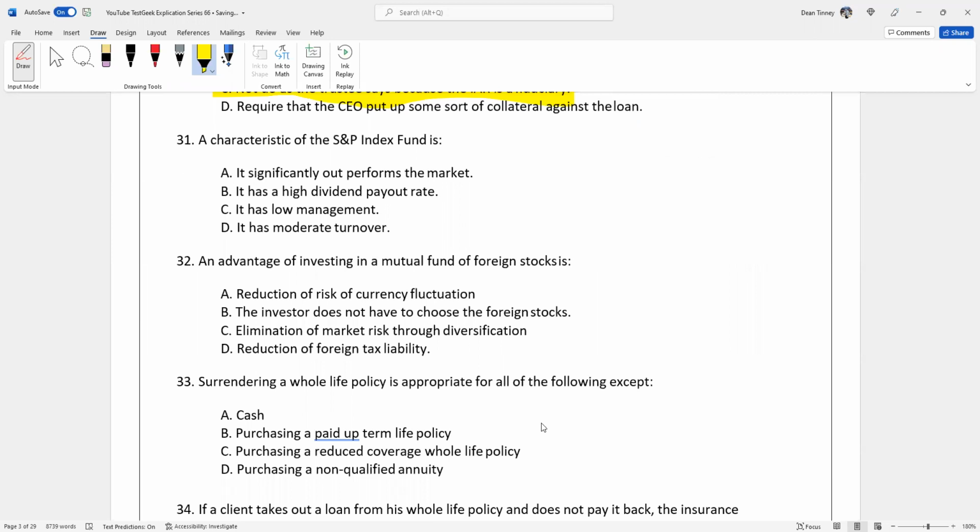Boy, if you said seriously outperforms the market on 31, you got a problem. You should have been able, by process of elimination, just to know that, right? An S&P index fund has a beta of 1. It has a beta of 1. It has a high dividend payout ratio. We don't know that. That's more about a common stock, or perhaps a stock portfolio. It has a low management fee. Yeah.